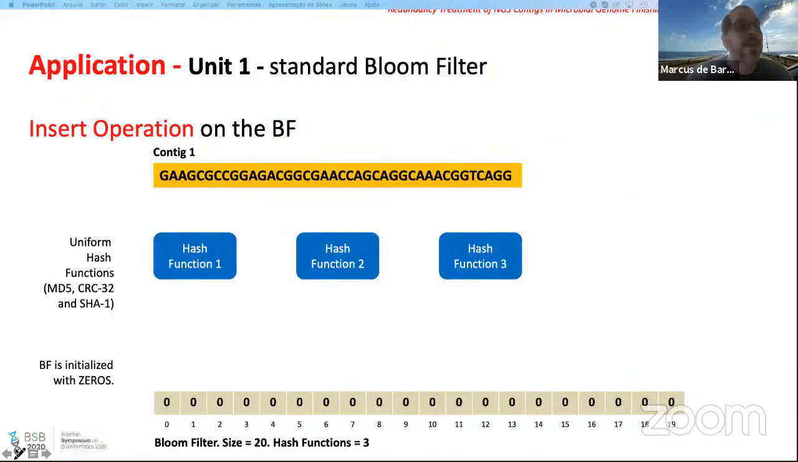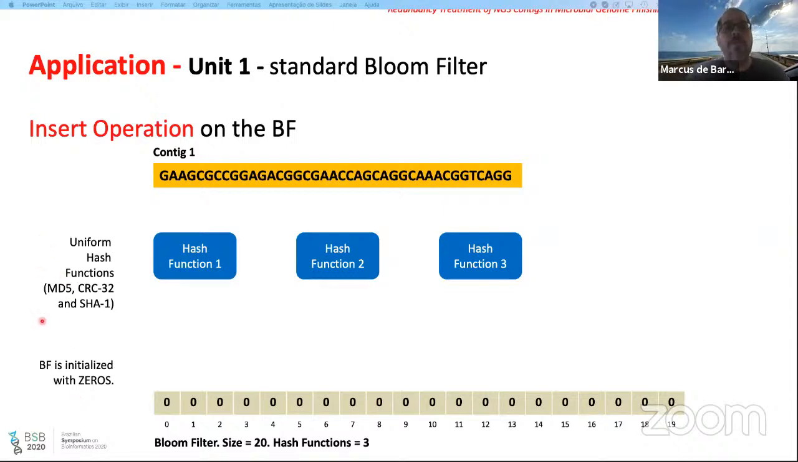I will describe briefly the behavior of the contig unit. We have two basic operations. The first is called the insert operation. At the bottom, I have the Bloom filter itself. It's an array of bits. In this case, just for example, we have a Bloom filter with size equal to 20, positions 0 to 19. It's a bit array, so we can put zeros or ones. In this case, we initialize the Bloom filter with zeros.